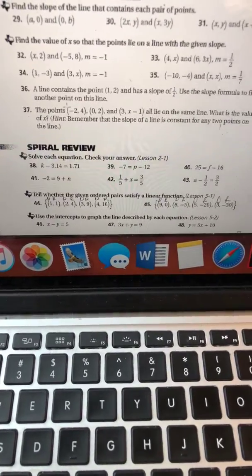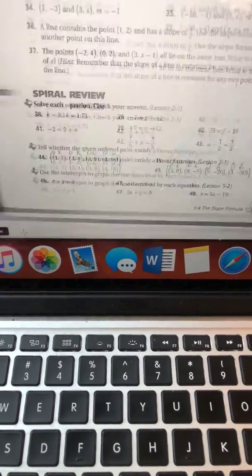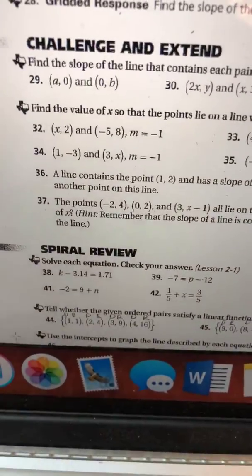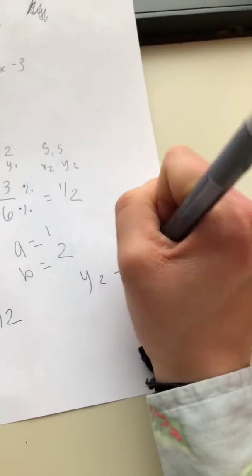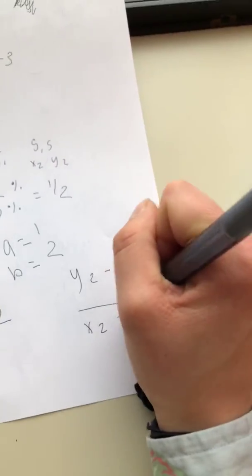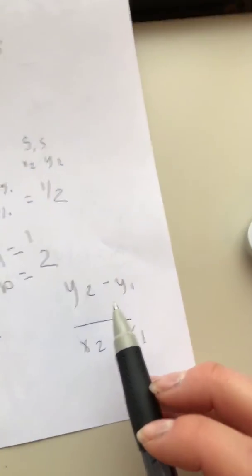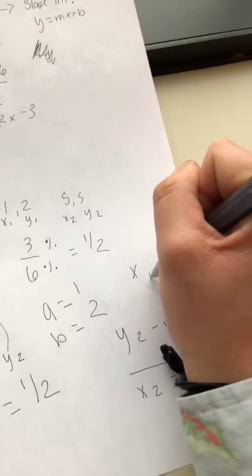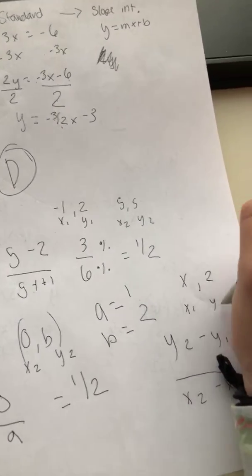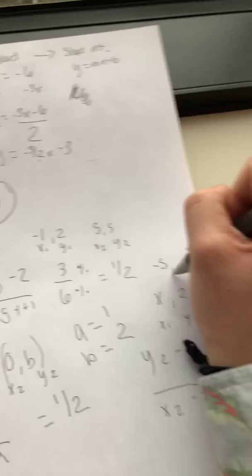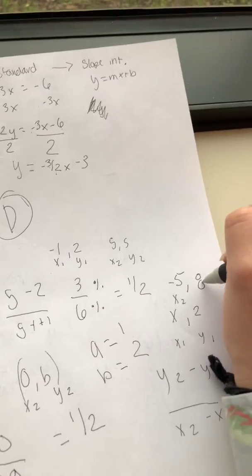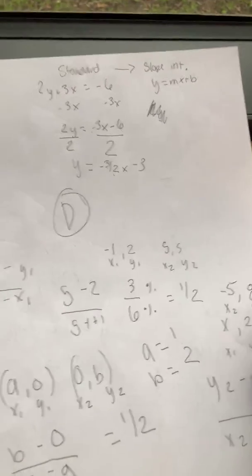So I'm going to move on to 32. The spiral review you're going to do on your own, so this is the last one I'm going to go over. 32 tells us what we want the slope to be. It gives us 2 points, x, 2, and negative 5, 8. So I know I'm going to, again, set up my y2 minus my y1 over my x2 minus my x1. Here, my x1 is x, and my y1 is 2, and my negative 5 is my x2, and my 8 is my y2.